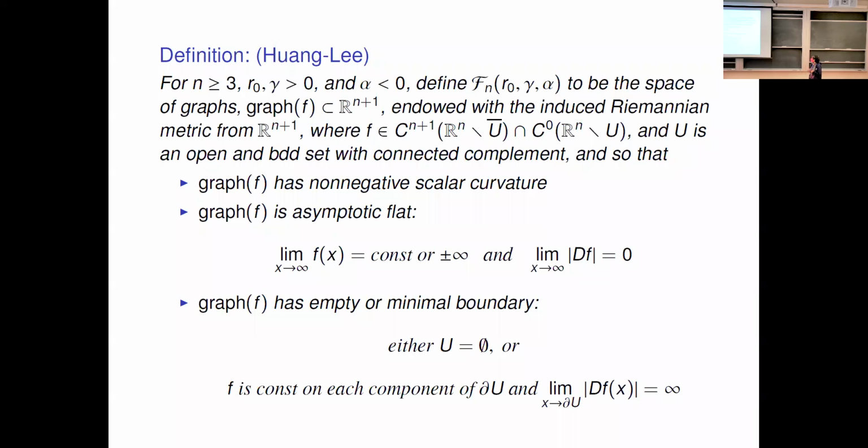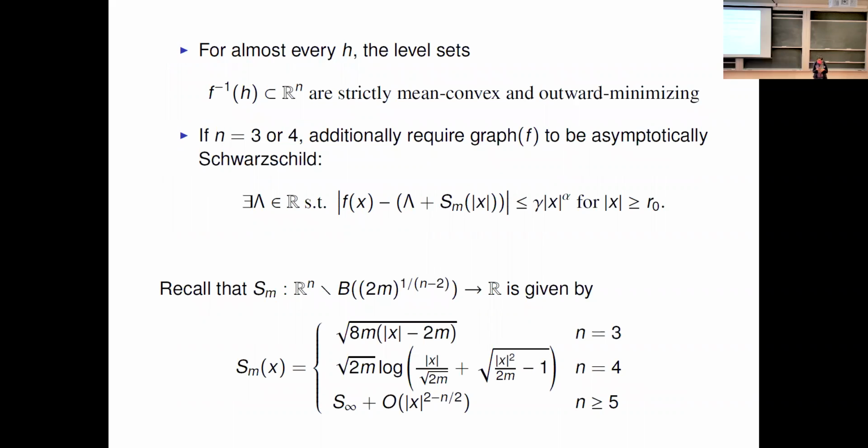Okay, so let's continue with this definition. We require these two more conditions. This condition is telling us that we require the level sets to be strictly mean convex and outward minimizing. And this must hold for almost every level set. You should just think about the regular values of your function, which is almost every point. So this should be strictly mean convex and outward minimizing. This is not such a big condition, as I'm going to explain later.